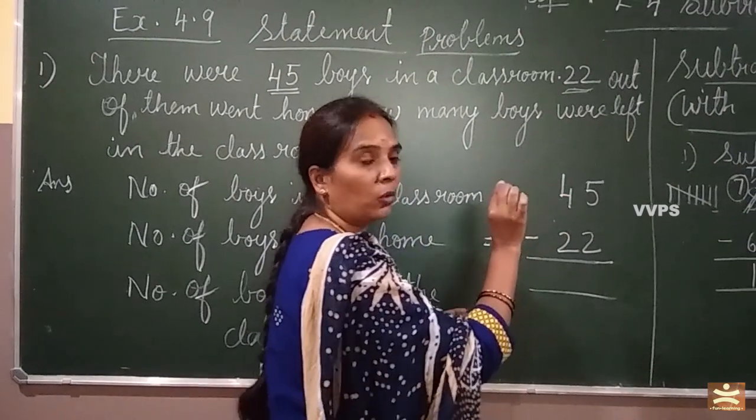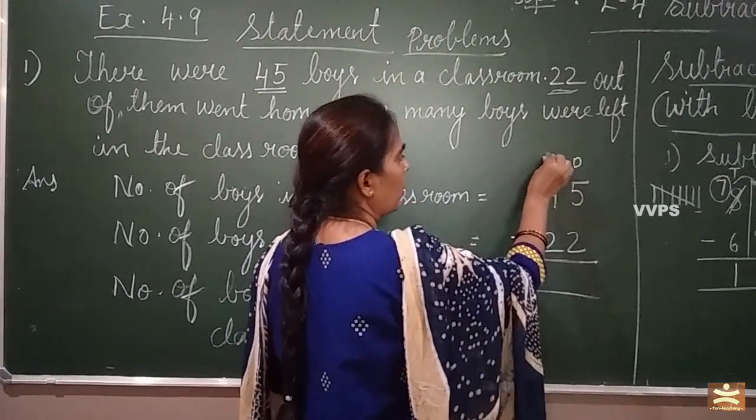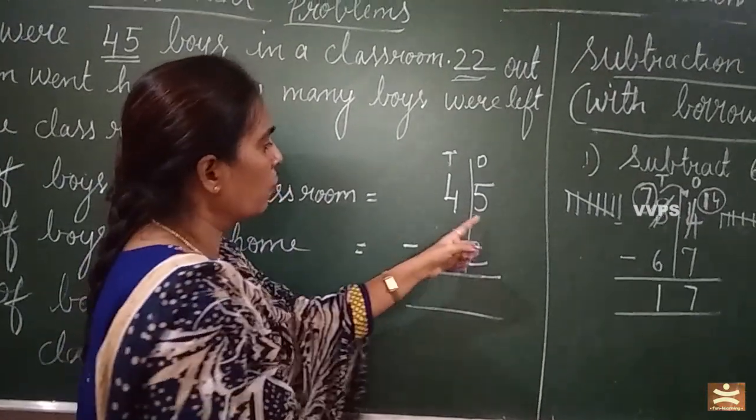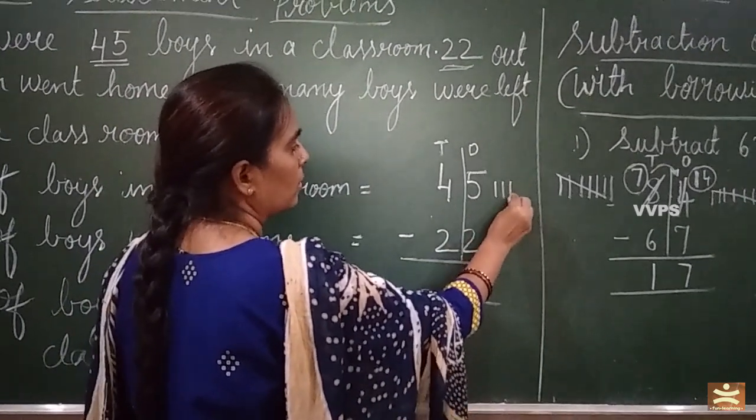Then the first thing I told you, you have to mention it in one space, and this is very important, so that you have to mention it. Okay, draw the line in between. Okay, now 5 minus 2 you have to subtract. So draw 5 lines. 1, 2, 3, 4, 5.